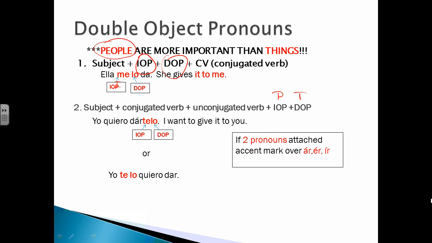If you do attach two pronouns, you have to have an accent mark over the AR, ER, IR. Make sure you write that down on your sheet. So, for example, if you look at da right there, you attach two pronouns, you have to have an accent mark over the A. Okay, we're going to move on. There's only one more thing.